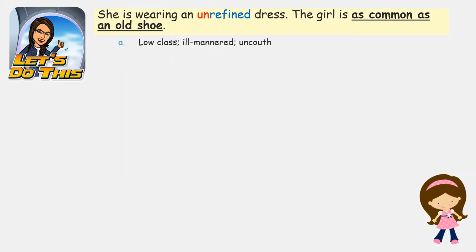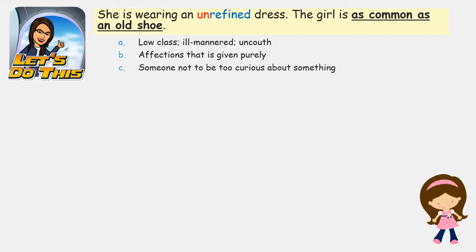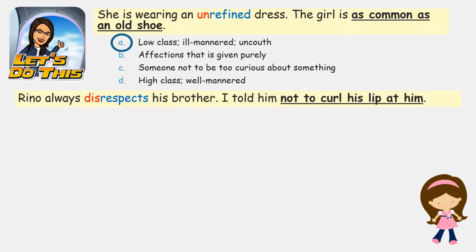Letter A, low class, ill-mannered, and uncouth. Letter B, affections that is given purely. Letter C, someone ought to be curious about something. D, high class, well-mannered. As common as an old shoe means? Yes, letter A, low class, ill-mannered, and uncouth. And that is very obvious when we spot unrefined dress. Let's try another one.